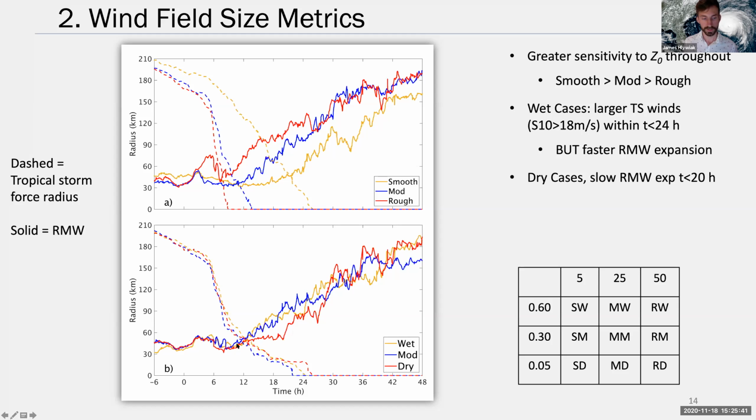hours, we see a slower rate of expansion of the radius of maximum winds within the dry cases. After 20 hours, the expansion of the dry cases, the RMW expansion, increases more so than the wet and the moderate cases. So this is going to come up later on in a few slides, where I explain why this sensitivity to soil roughness takes a while to become apparent.